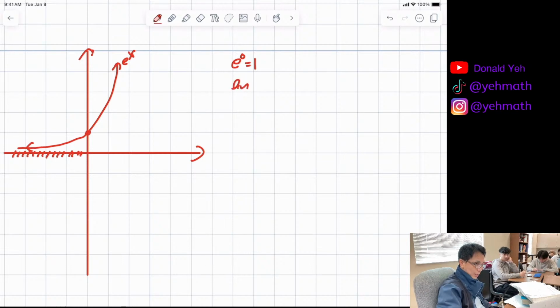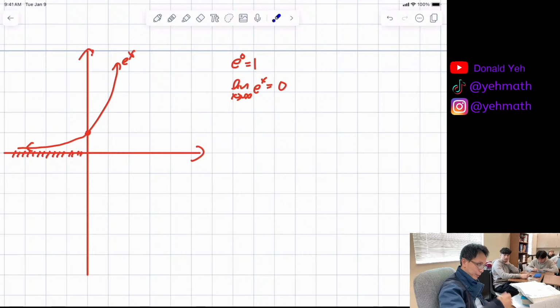How about the limit as x approaches negative infinity of e to the x? Who says 0? Good job, 0. How do you know 0? When it goes towards negative infinity, eventually it gives you 0. Exactly. So you just look at the graph, it's pretty much giving it to you. It's going to plateau into the asymptote.